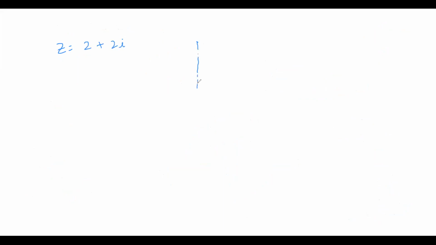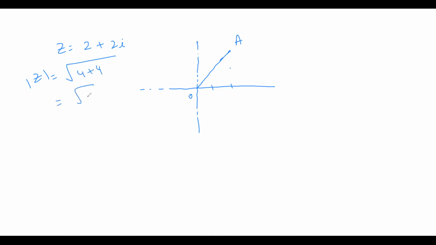Okay. Now when I plot this on the Argand diagram, this is 1, 2, 1, 2. Let's say here is the point A, which is representing this complex number A. Can you tell me quickly what is the modulus of this complex number Z? Yeah, that is 4 plus 4, that is under root 8, and that is going to be 2 under root 2.